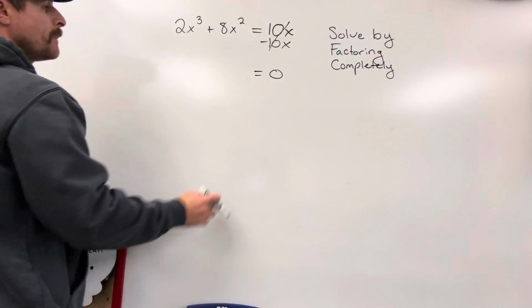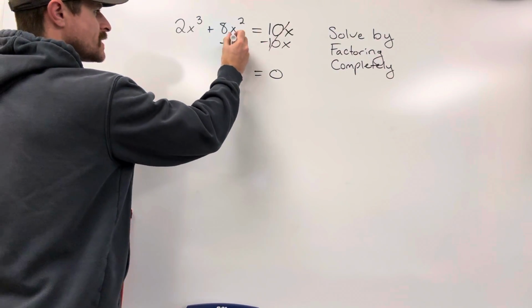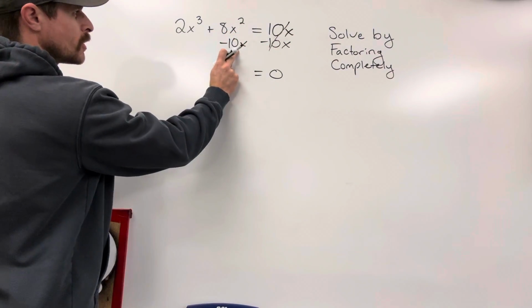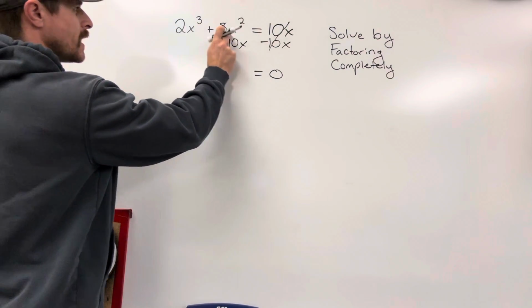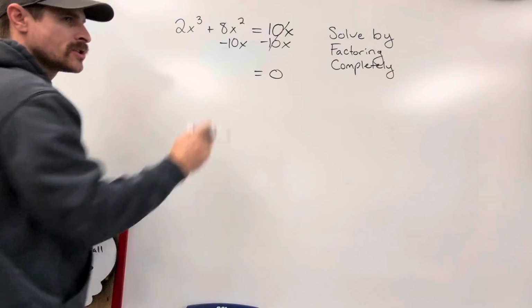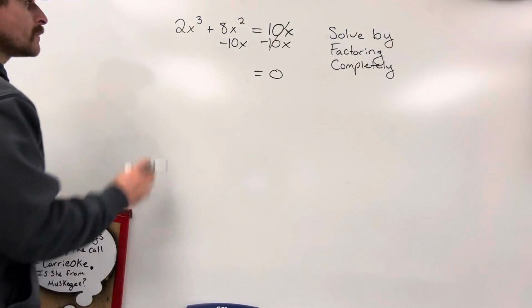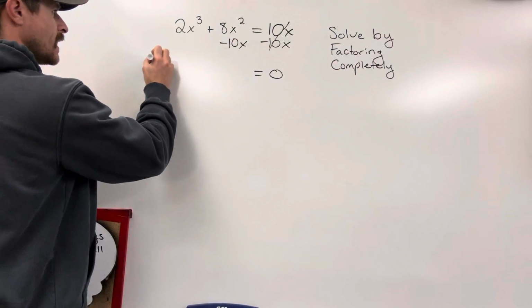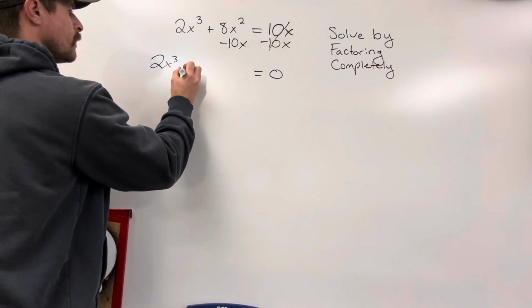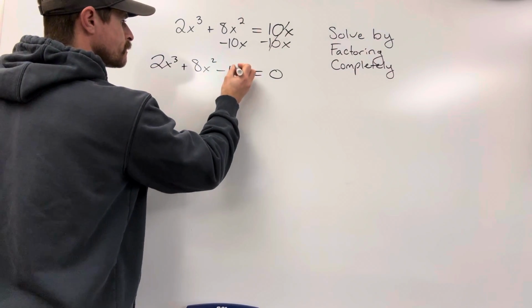Now if I take away 10x on the right side, I also need to remove 10x from the left side, but this term is not like this term, which is not like that term. We've got x cubed, x squared, and then just x. None of these are like terms, meaning we can't combine them. So I'm just going to write down the 3 terms on the left side: 2x cubed plus 8x squared, and then minus 10x right here.